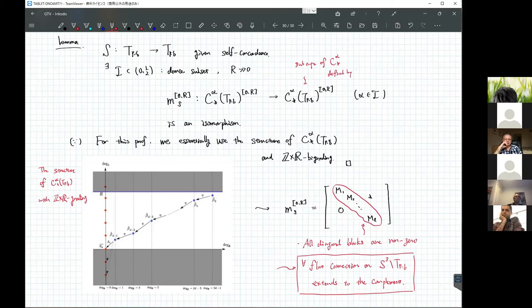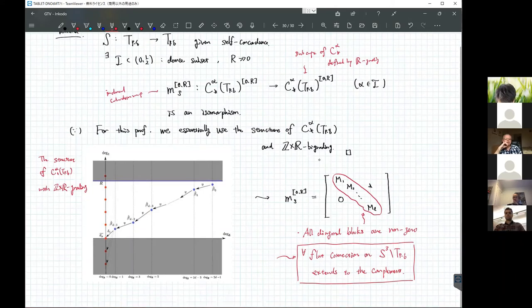Defined by R gradings. And there is an induced cobordism map on the filtered chain complex, and this induced cobordism map is an isomorphism. For this proof, we essentially use the structure of the chain complex for the torus knot, and Z times R bigradings.